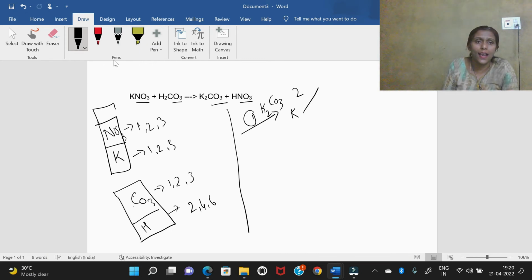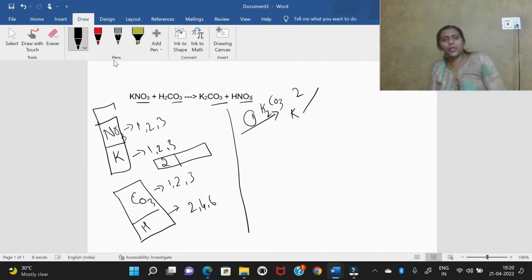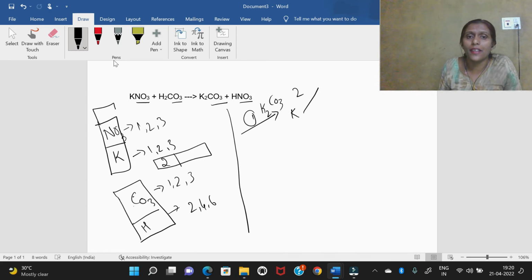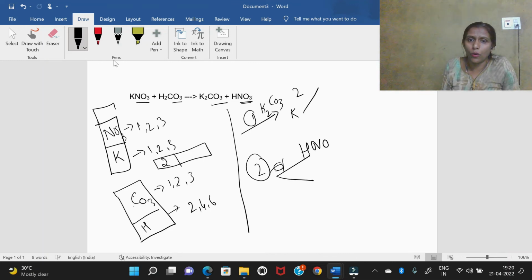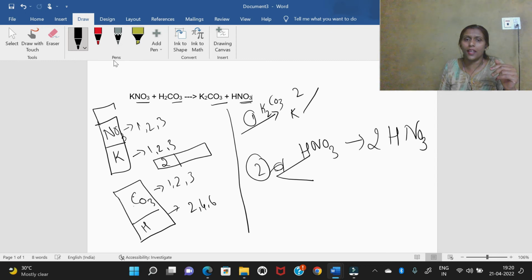Okay, if that's the case, I have to increase my supply by 2 kgs. If I increase the supply of potassium here to 2, then even NO3 becomes 2, right? But look here, the demand is for 1 kg. So the second family wants 1 kg of HNO3. So what should I do? My supply is more, 2 kgs. So I write it as 2HNO3. What is balanced now? Potassium is balanced, K is balanced, NO3 is also balanced.